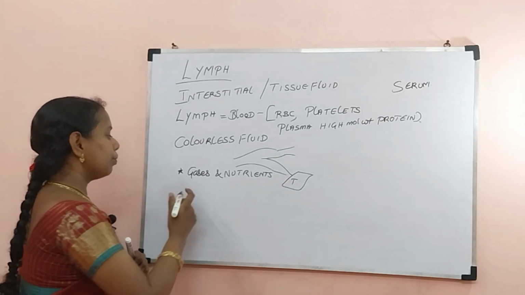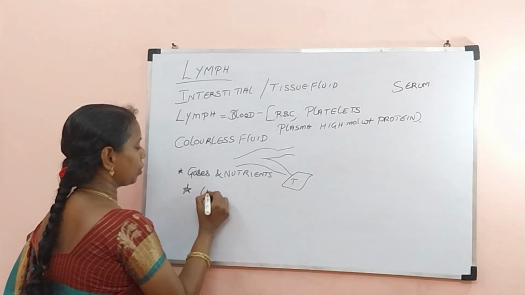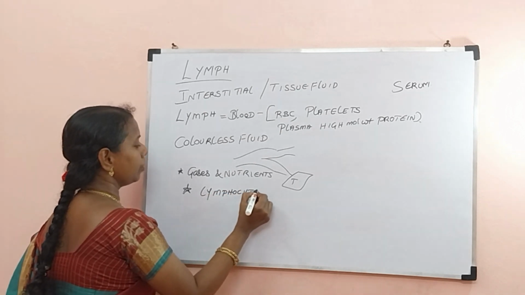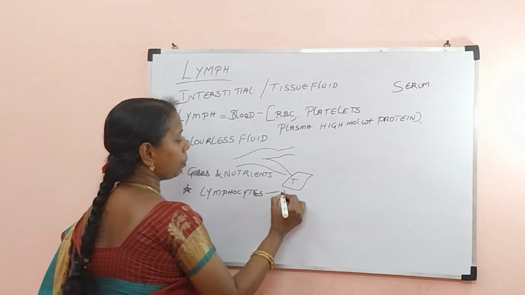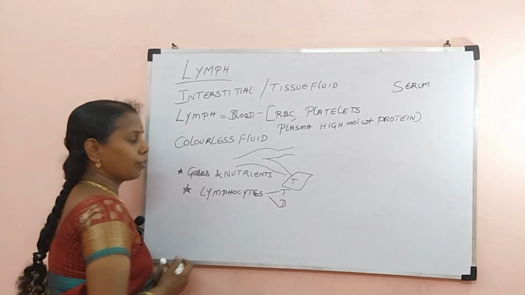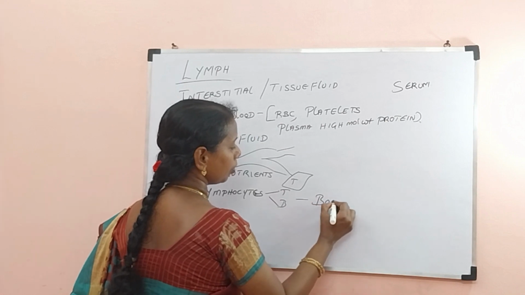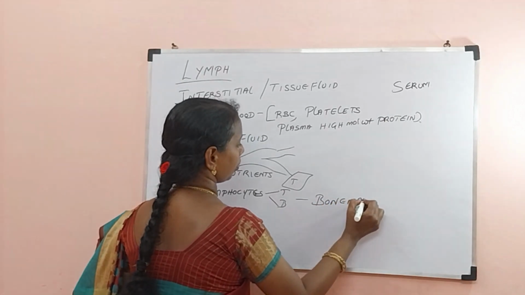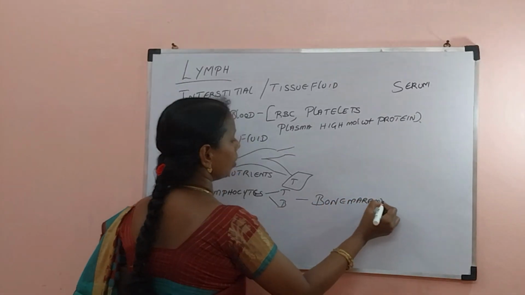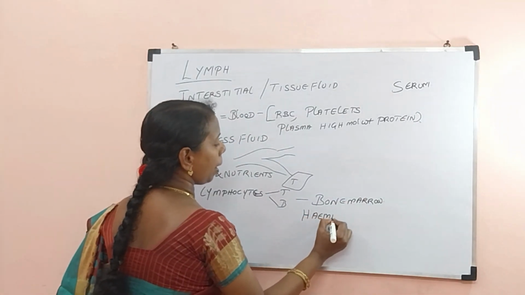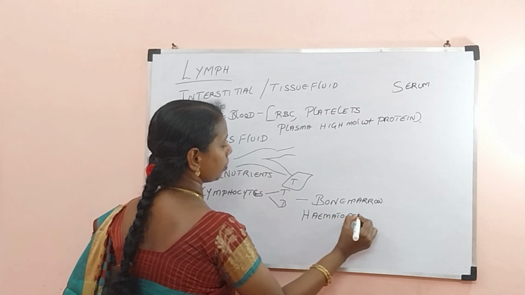And lymph will also have lymphocytes, the WBC cells. These lymphocytes are of two types, either T or B. Of course, they are produced in the bone marrow, and the process of their production we call hematopoiesis.